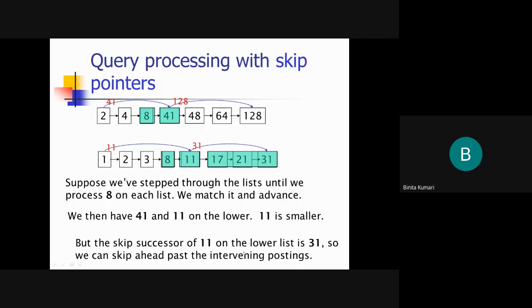Okay. So 11, the skip successor, meaning where it will skip to, the successor is 31. Okay. So the comparison of these two with 41 can be discarded, and directly after 11 a comparison with 31 and 41 can be done.